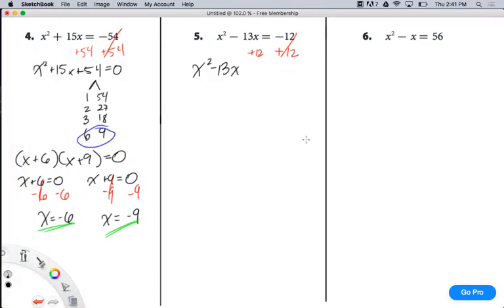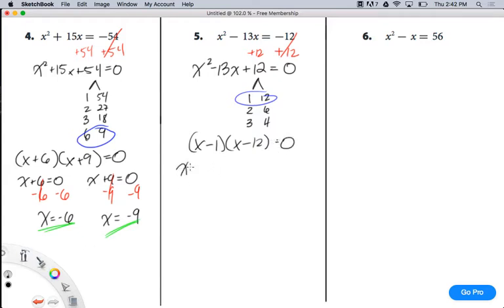Next one. Did you do all these? Number 5 and number 6? Okay, all right, plus 12. Then I factor this: 1 and 12, 2 and 6, 3 and 4. This is positive, so they're both the same sign. This is negative, so they're both negative. They combine to make the middle term, so it's 1 and 12. It's x minus 1 times x minus 12 equals 0.